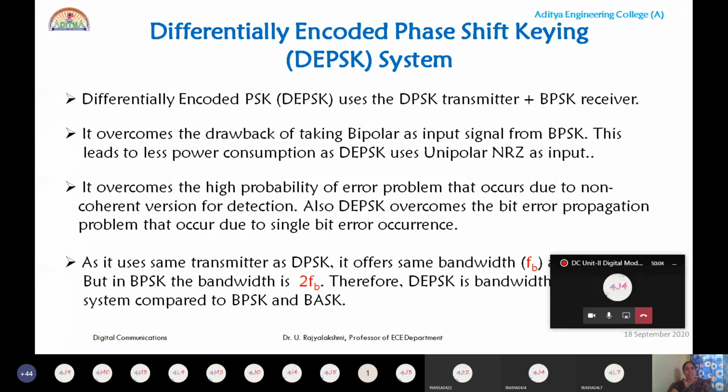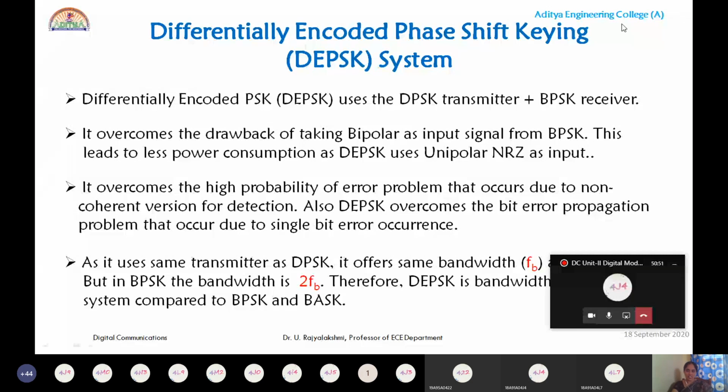What is the main drawback of DPSK? It uses a non-coherent version, so its probability of error is more. But regarding its transmitter section, it's very good, because in the transmitter section you are using a differential encoder to generate unipolar NRZ. It eliminates the problem of using bipolar NRZ, and it transmits two data bits simultaneously by comparing. So you can reduce its bandwidth. And second, you can make use of unipolar NRZ to reduce the power consumption. That's why the DPSK transmitter section has a lot of advantages.